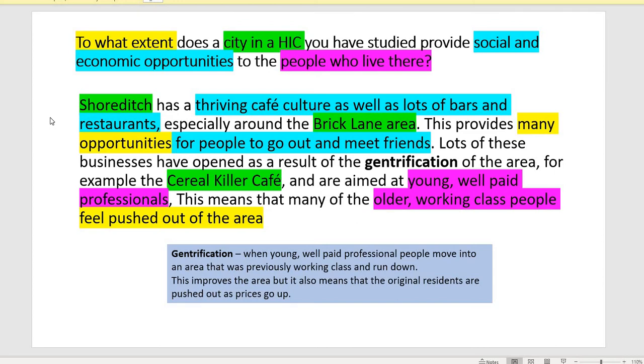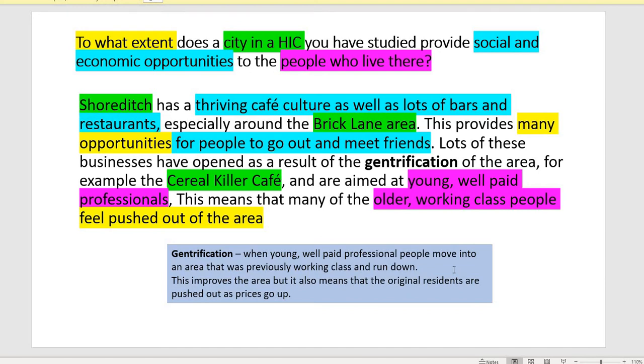Okay, let's have a look at this paragraph. First of all, let's have a look at this word gentrification, which I have highlighted. We have talked about gentrification in lessons, but just to remind you, when we talk about an area getting gentrified, we mean when young, well-paid professional people move into an area that was previously working class and run down. And we see that a lot in the East End of London, okay?